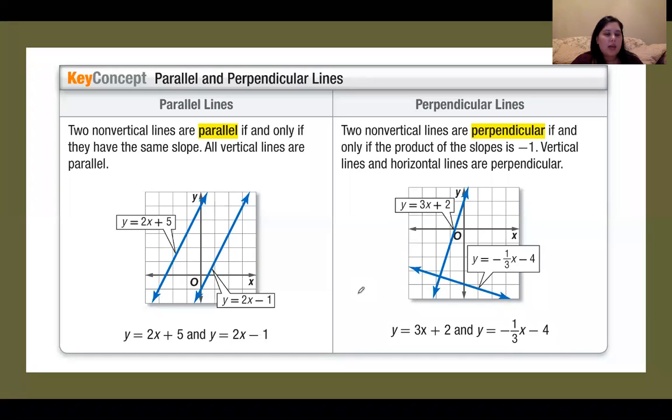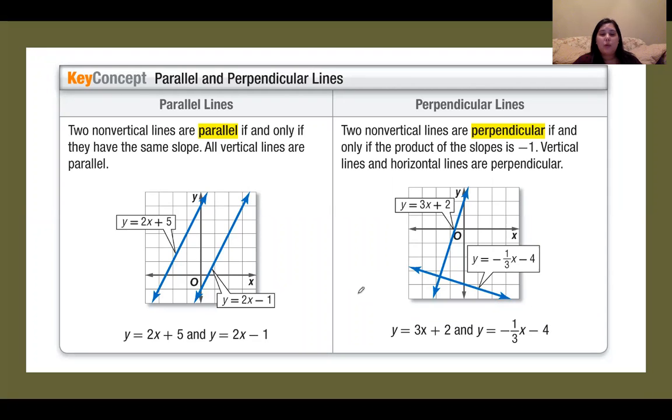So for example, we have 2x plus 5 and 2x minus 1. They have the same slope, but they have different y-intercepts, so they will be parallel. Versus perpendicular lines: two non-vertical lines are perpendicular if and only if the product of the slopes is -1. Vertical lines and horizontal lines are perpendicular. You may have also heard this as they are negative reciprocals of each other.